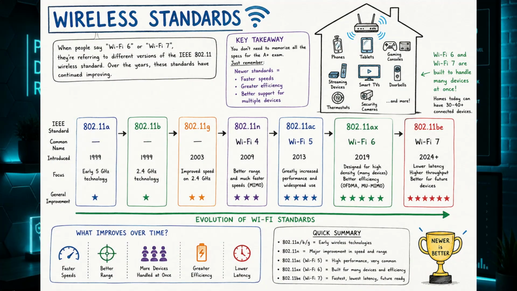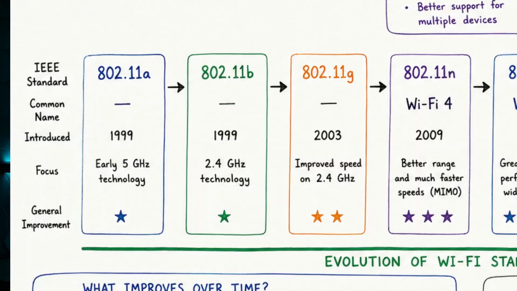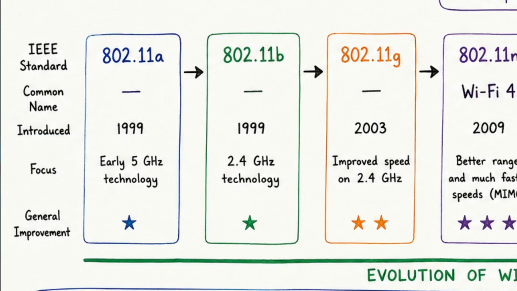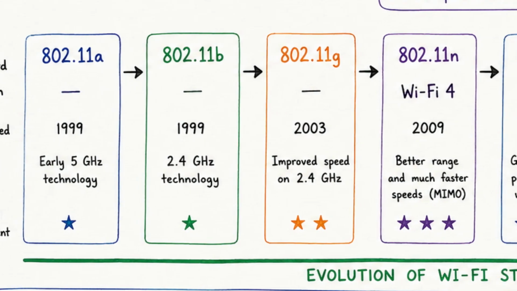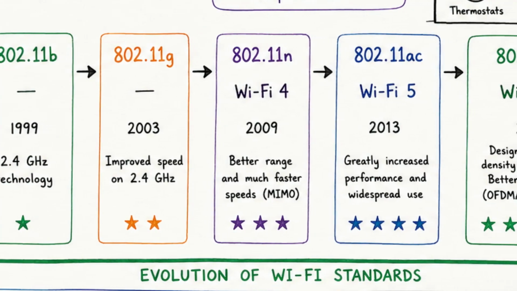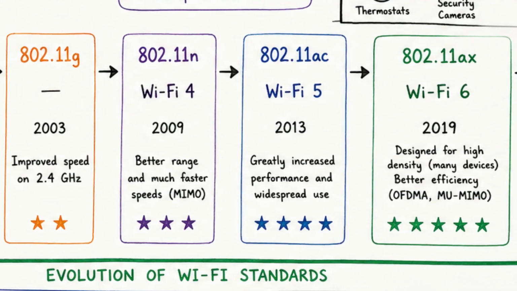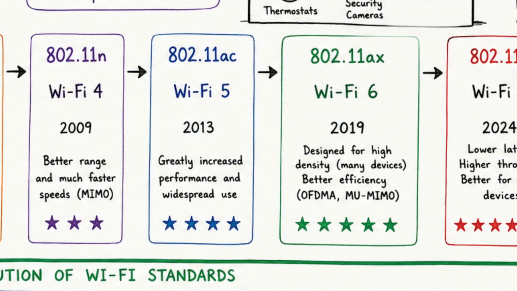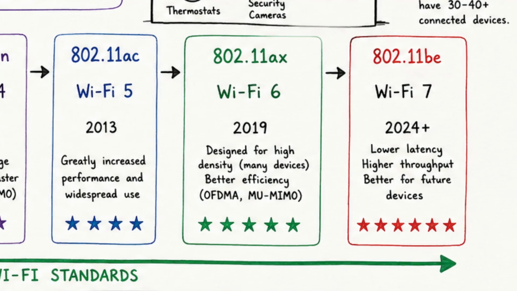Let's talk about wireless standards. When people say they upgraded to Wi-Fi 6 or Wi-Fi 7, they're actually referring to different versions of the IEEE 802.11 wireless standard. Over the years, these standards have continued improving. Instead of trying to memorize every speed and frequency, focus on understanding the progression. We started with 802.11a, and then we moved to B, and then G. These were the early wireless technologies. Then came 802.11n. This was a huge improvement because it introduced a better range and faster speeds. After that came 802.11ac, which today we simply call Wi-Fi 5. Wi-Fi 5 dramatically increased wireless performance and became extremely common in homes and businesses.